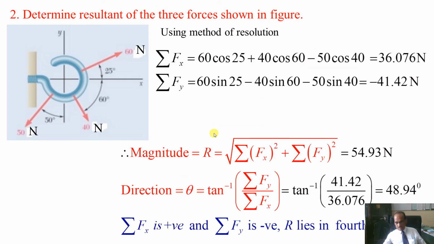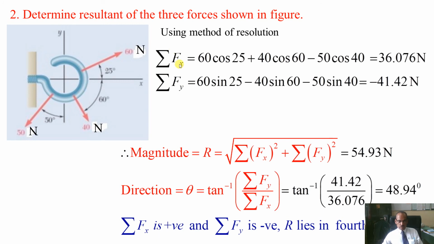Let us take the last example. Determine the resultant of the three forces as shown in figure. This is a hook. You will find on this hook, this force is 60 Newton, makes an angle of 25. This is 40 Newton, makes an angle of 60 degree with x axis. And this is 50, makes an angle of 50 degree with y-axis, and hence angle made by this force with x-axis will be 40.